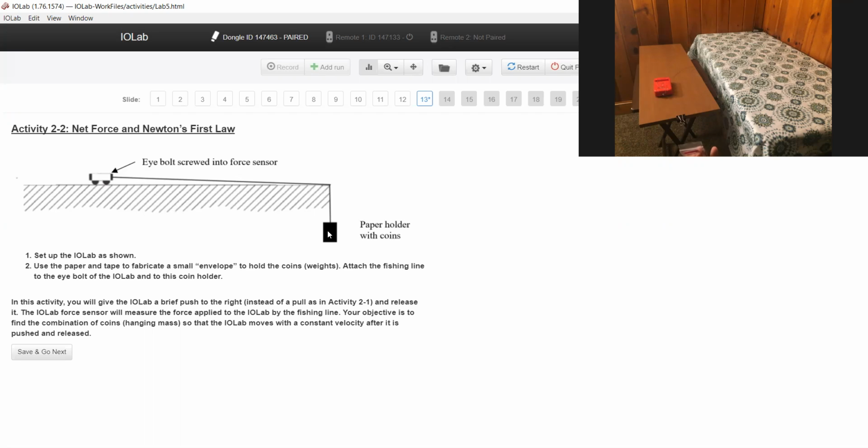Friction is being applied to the left, and if they cancel out, such that the net force applied on the IOLab is zero, we can have a constant velocity when we just give a slight push. That's the whole idea.